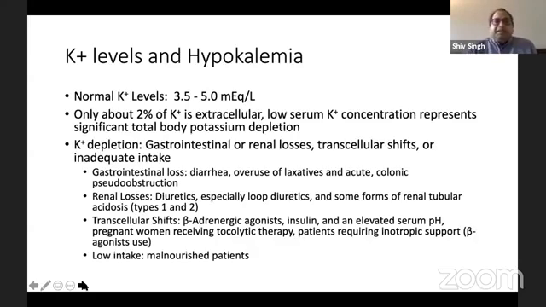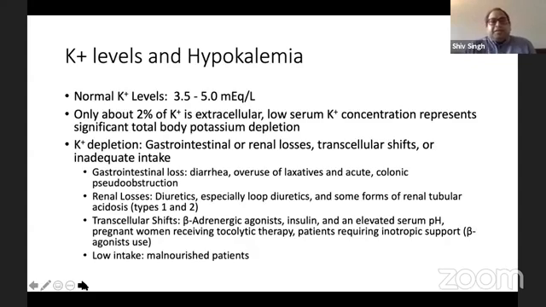This potassium depletion can occur by losses from the GI tract, through diarrhea, through vomiting, through renal losses, because of transcellular shift, so shift into the cells, or inadequate intake. Gastrointestinal losses could be because of diarrhea, overuse of laxatives, or it can also occur in acute or colonic pseudo-obstruction. Losses through the NG tube can also be a cause in these patients, or into the bowel itself.